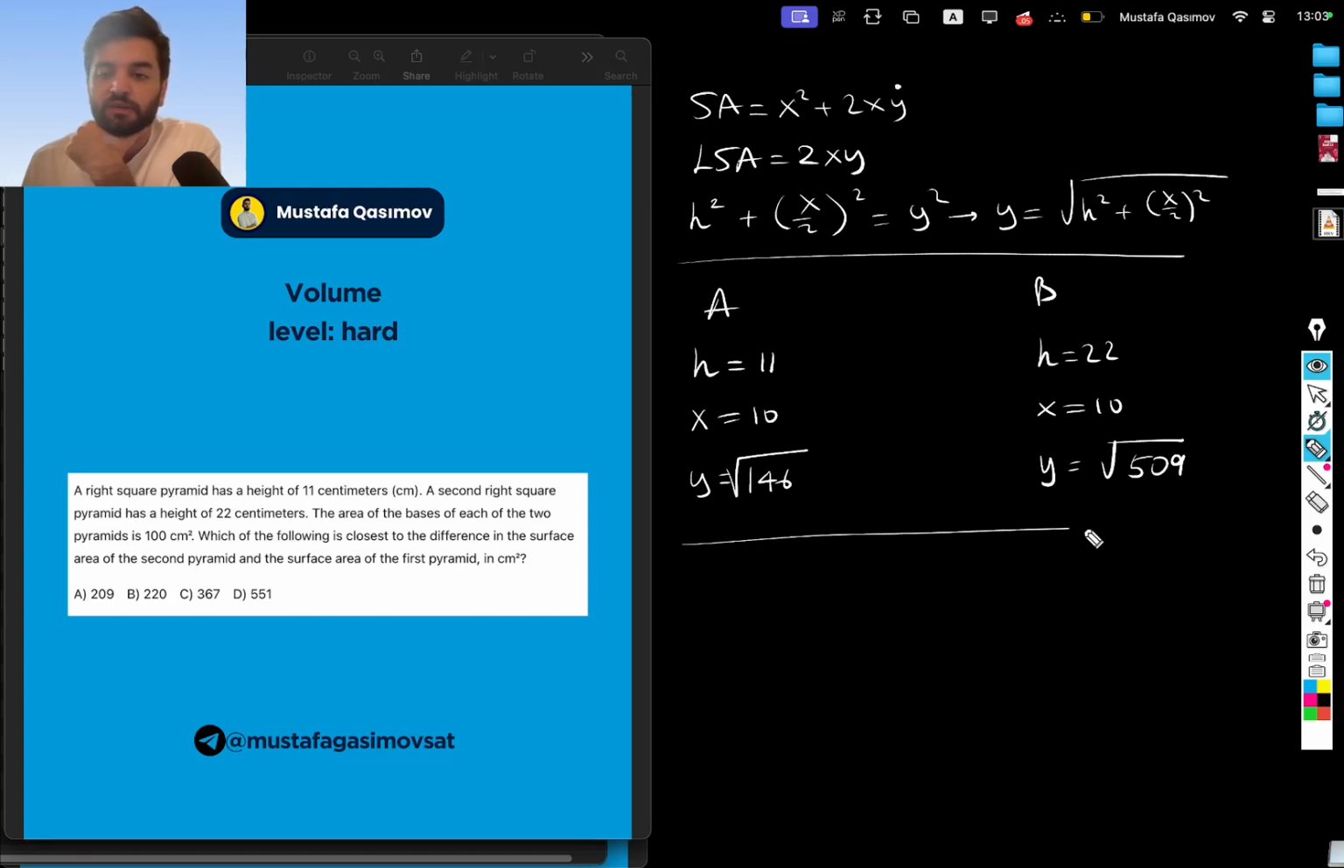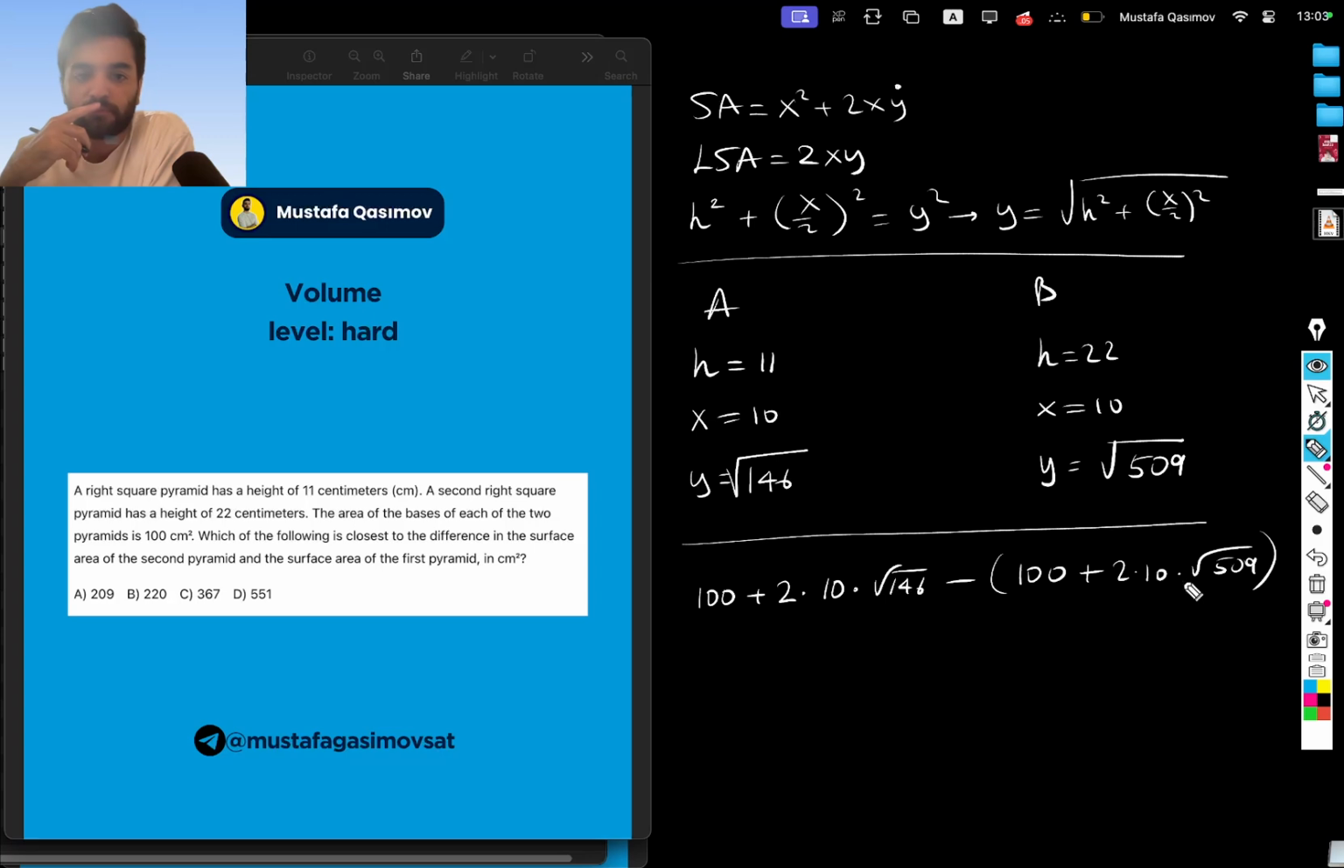Okay, now we have to find their surface area. Its surface area will be 10 squared, 100, plus 2 multiplied by x, 10 multiplied by square root of 146, minus again 100, plus 2 multiplied by 10 multiplied by square root of 509. I hope until here all of them is clear for you. Then we can eliminate 100 and 100, and we can make 2 out of bracket.